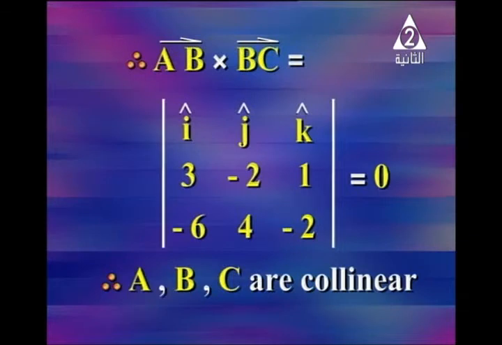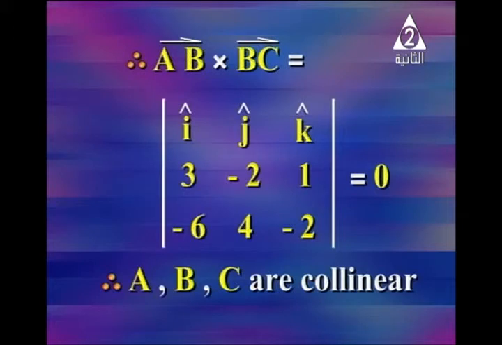Then we deduce that if we prove A, B, and C are collinear by using the determinant with i, j, k, then the coordinates of AB vector are 3, negative 2, 1 and of BC vector are negative 6, 4, negative 2. If we solve this determinant, we find the value equals 0. What does it mean? Then A, B, C are collinear.